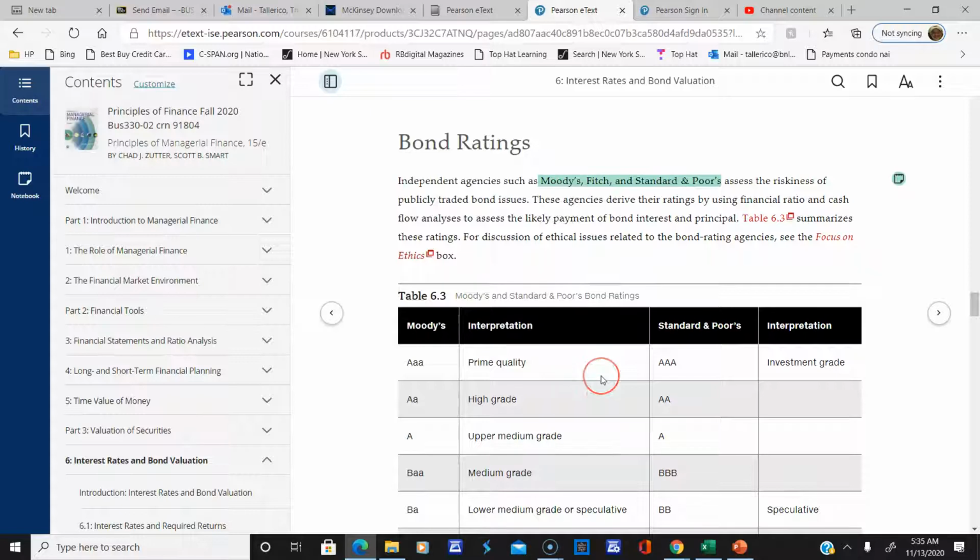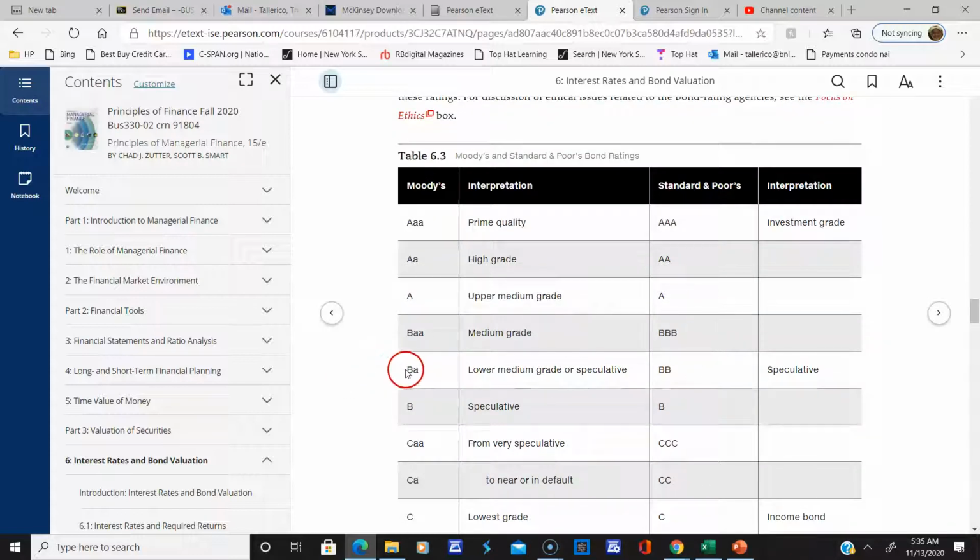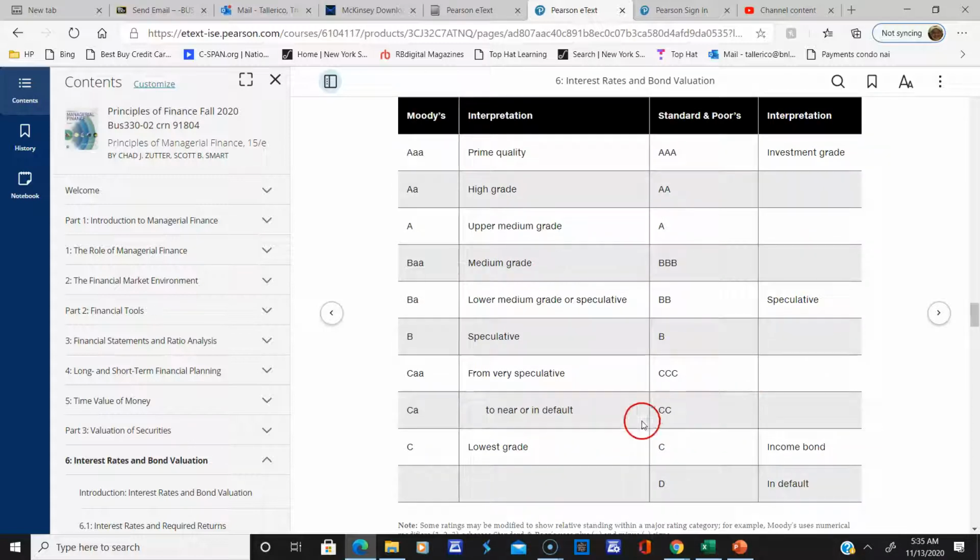So you can see the different ratings here and how they're interpreted. Moody's uses these ratings, and Standard & Poor's uses these ratings. Here's the interpretation for Moody's, and here's the interpretation for Standard & Poor's. You can see when you start hitting around Ba for Moody's, and double B for Standard & Poor's, they start becoming kind of junk. You can see the grades go down to about a C here and a C here. So that's the way bonds are graded by the two companies.